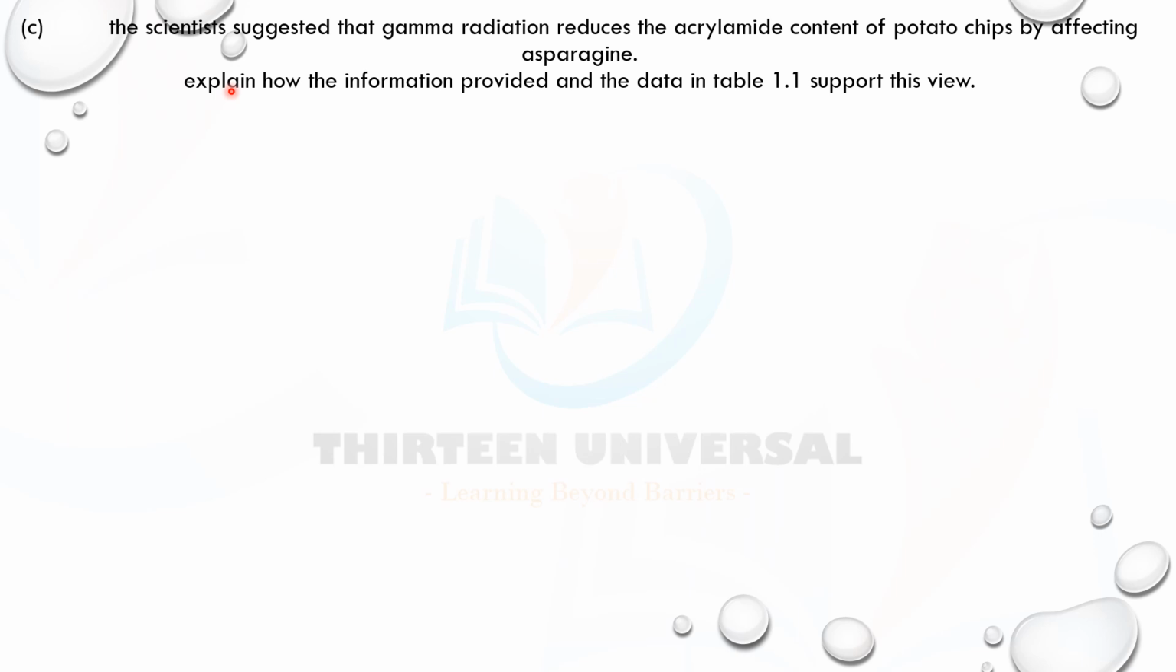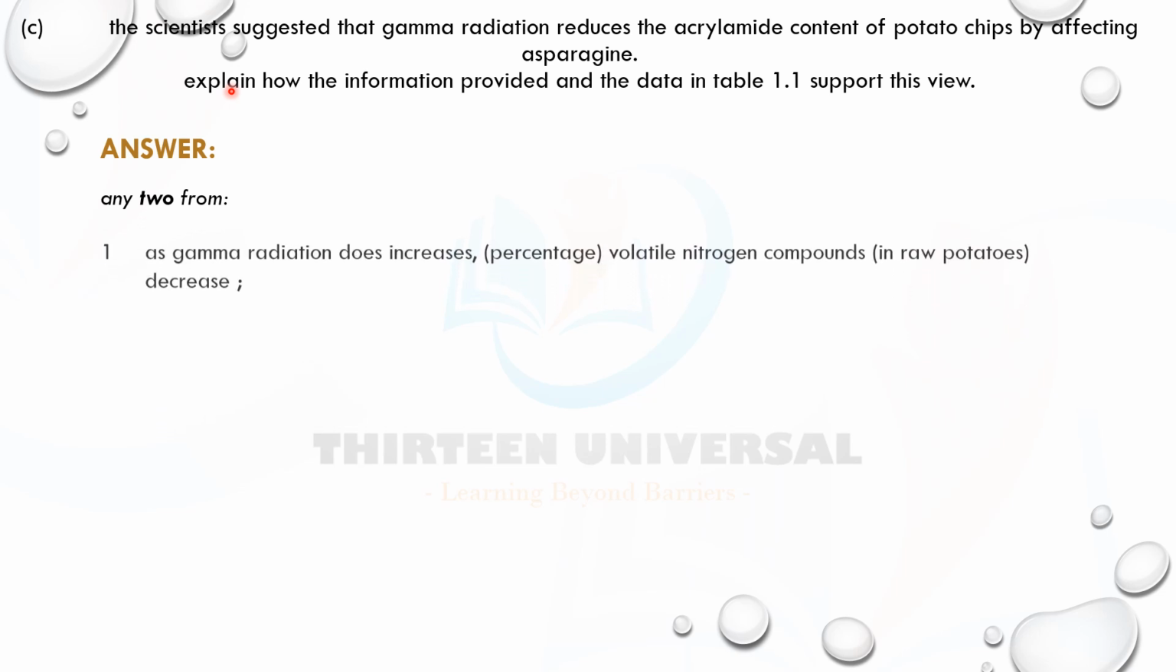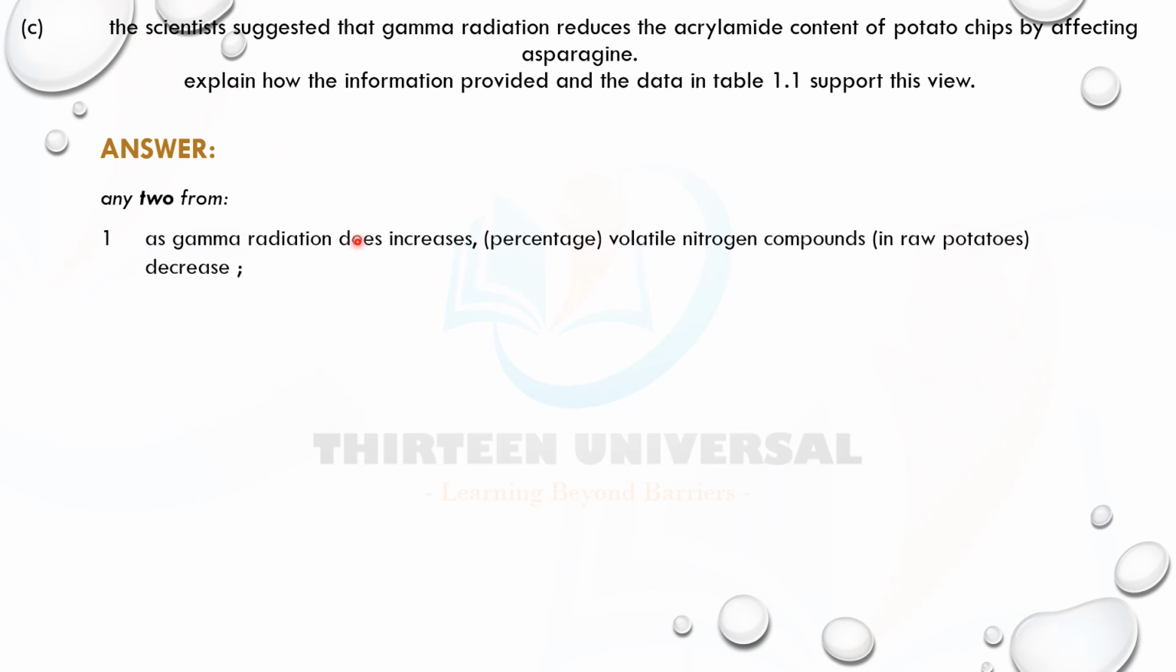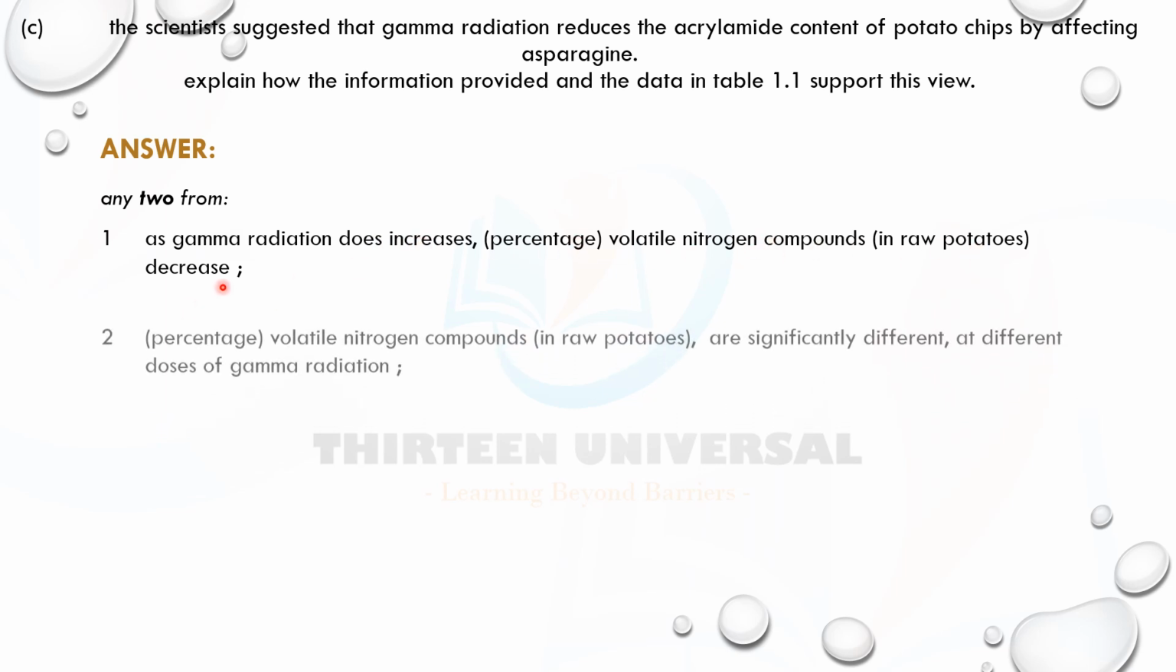Do you get it? Now, also if you check, the glucose is fluctuating. So that means glucose is not being broken down. The glucose is not affected and is not contributing to the volatile nitrogen compound. Look at it: as gamma radiation increases, the volatile nitrogen compound decreases. We saw it there, you can check it.